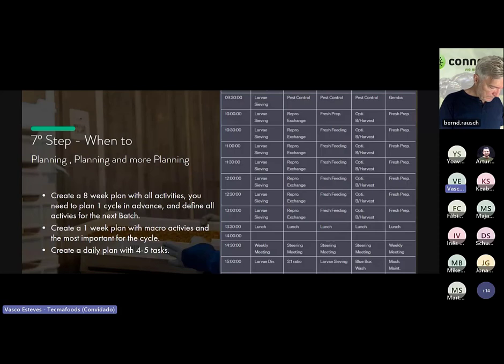Then we need to have a week plan for the macro activities. And in my experience, for now at least, it's really hard to predict how much time you need for each task, because there are always surprises. Even with our almost 4 years of experience, we have some surprises. So leave some free space on each day to tackle those surprises, and have a daily plan. Focus on at least the 4 to 5 major tasks that you cannot fail, for example, feeding, taking care of the beetles, etc.